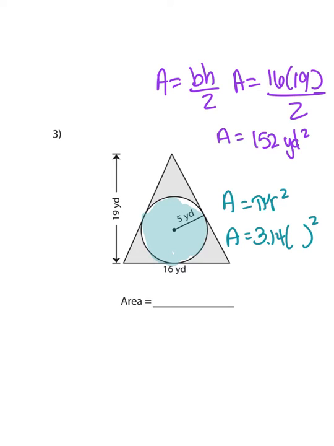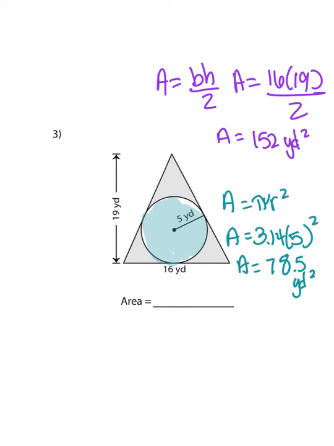So the radius is 5, so that means it's going to be 3.14 times 5 squared, which is 25. And when I do that, I'm going to get area equals 78.5 square yards.